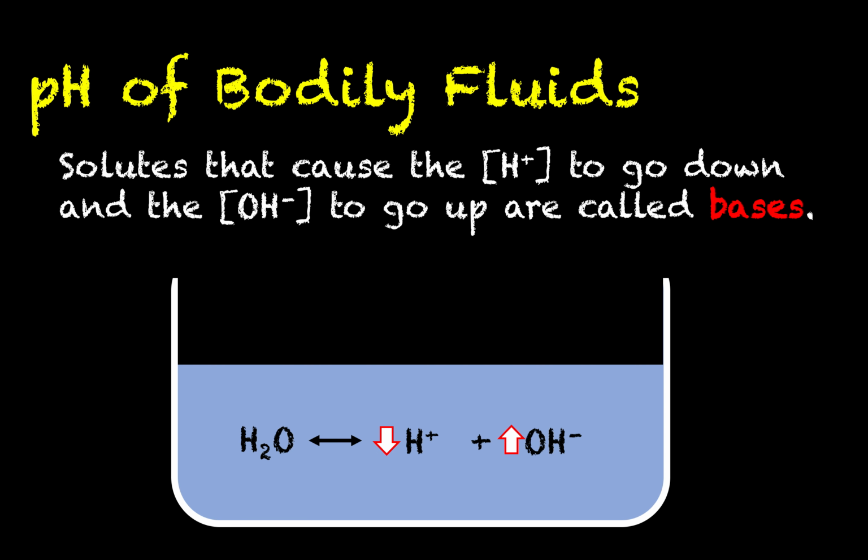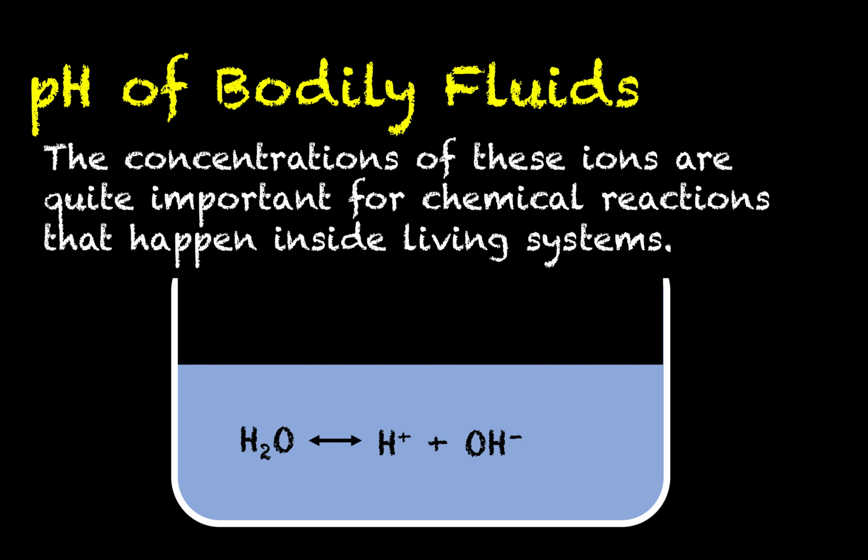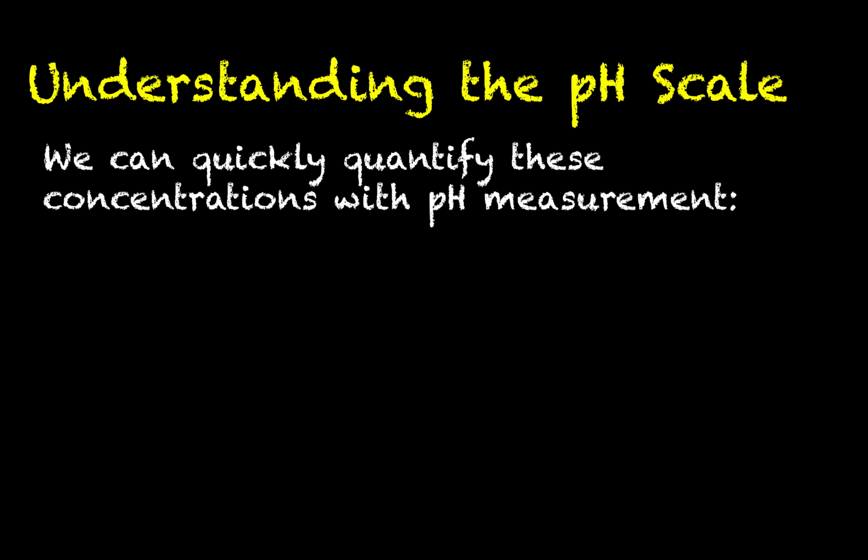So it's the concentration of these ions that are going to end up being very important for a lot of different chemical reactions that happen inside of living systems. And obviously we have, in a previous video, discussed all sorts of metabolic reactions. So we can actually quickly quantify the concentrations of both hydrogen and hydroxide with a pH measurement.